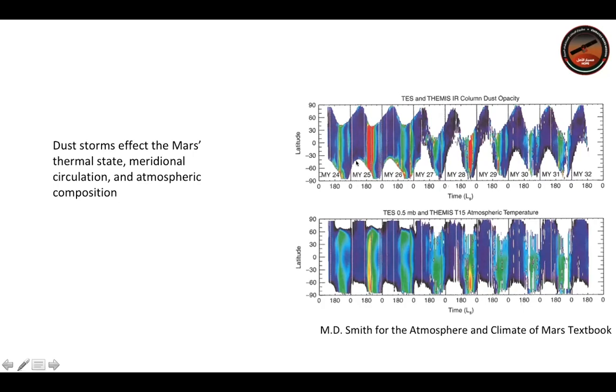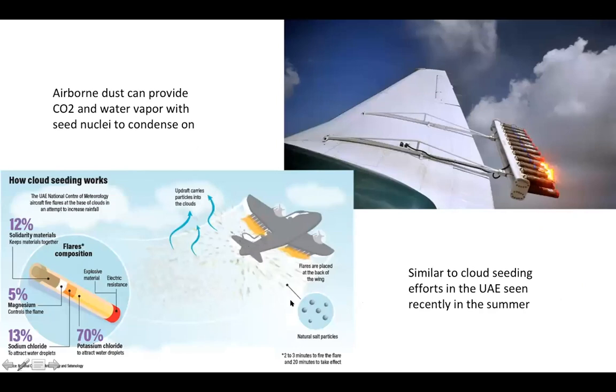And then dust storms can also affect the circulation of the planet and the atmospheric composition. You might have seen something about cloud seeding in the UAE in the news recently or in the summer. A similar process occurs in the Martian atmosphere, where if there's dust in the atmosphere, the dust particles act as seeds for carbon dioxide and water vapor in the atmosphere. These constituents condense onto the dust particles, and then they become ice clouds that can later fall back down to the surface. This is very similar to cloud seeding, where salt particles are thrown into the air through jets, and they cause clouds to form and result in more rainfall.